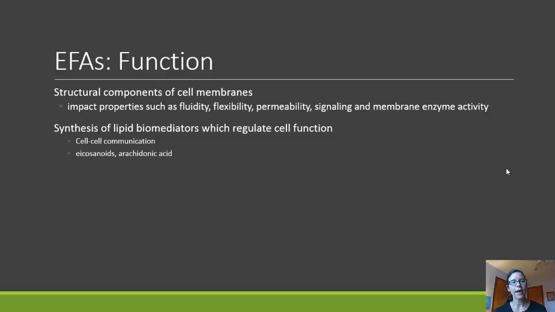So you can see that depending on what our diet provides us and what fatty acids we incorporate into our cell membranes, this can have a lot of impact on how our cell functions. Another major function of our essential fatty acids is that they're precursors to lipid biomediators, our eicosanoids, which regulate our cell function. And these eicosanoids are critical in cell-to-cell communication.